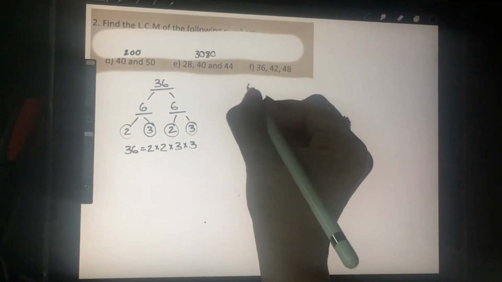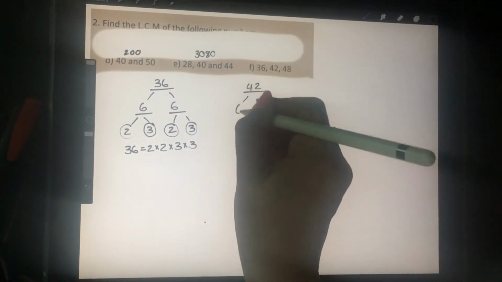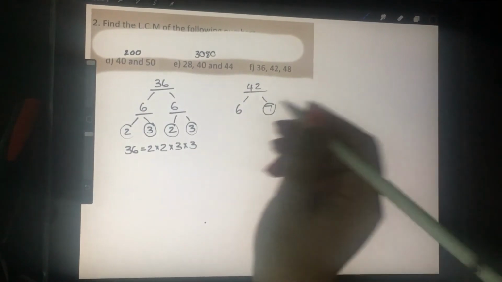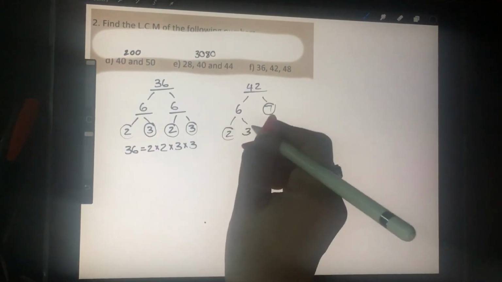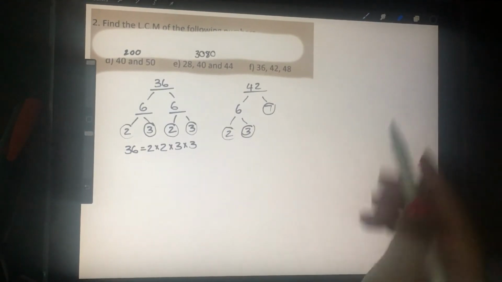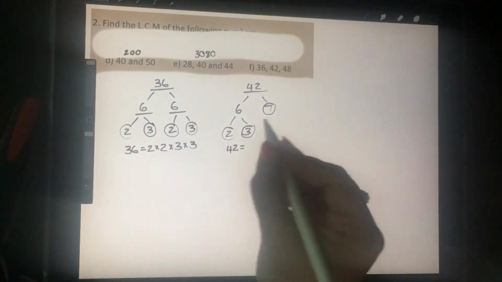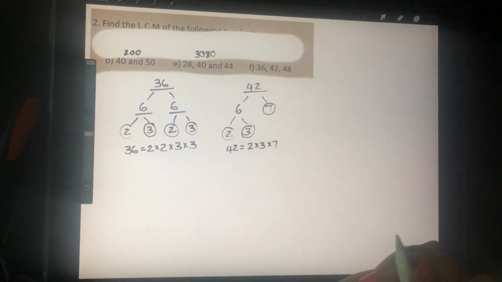Our next number is number 42. And for 42, I break it up into 6 times 7. 7 is a prime number, so we're only breaking up 6 again into 2 and 3. Right, so if we now want to rewrite 42 as a prime product, we are going to say 2 times 3 times 7.